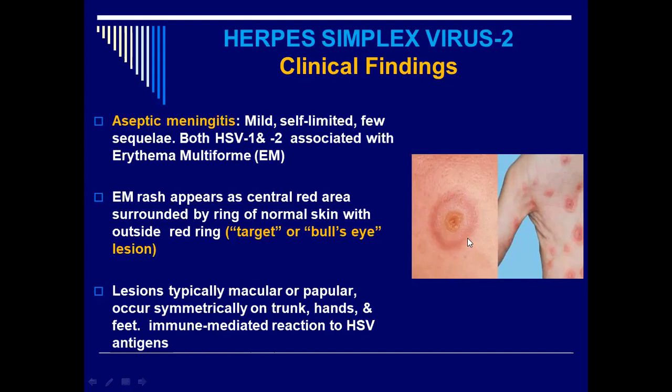Now the lesions are typically macular, papular. They involve the tongue, they can involve the hands, and it is mostly an immune-mediated reaction to the HSV antigen. This is a reaction. It is an autoimmune lesion. It is a reaction towards the HSV antigens.